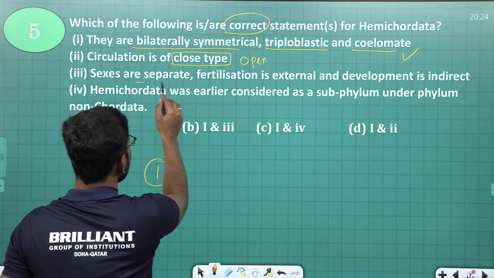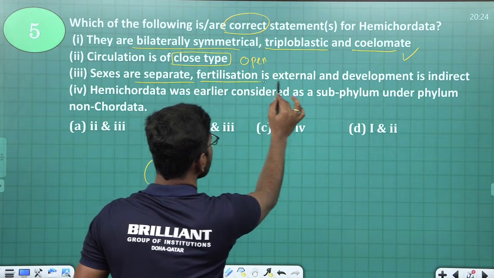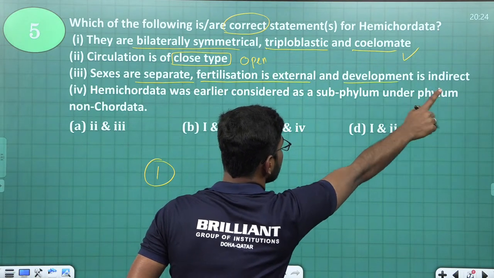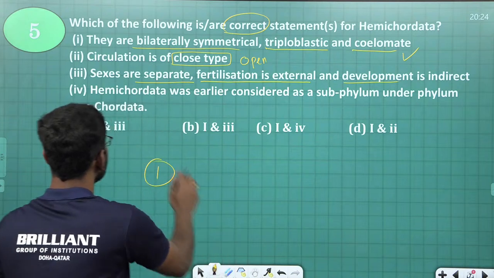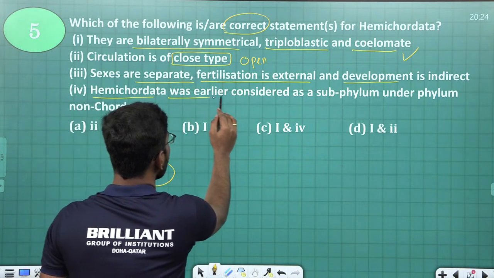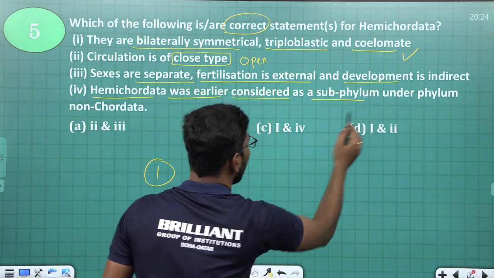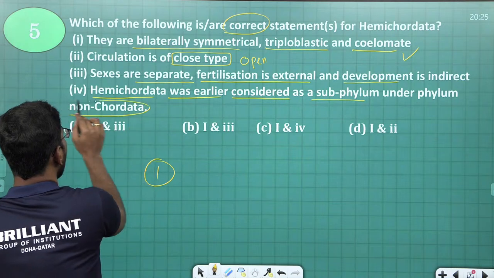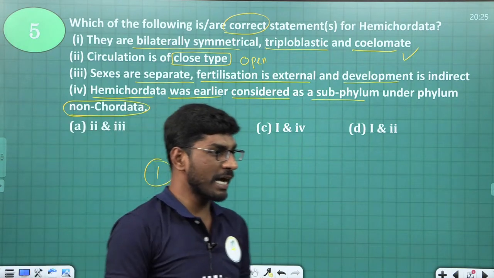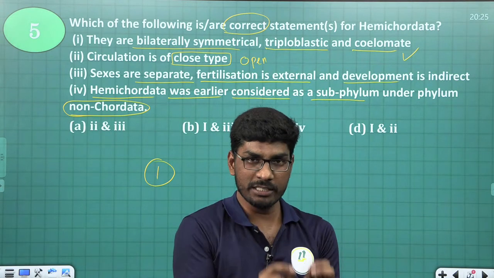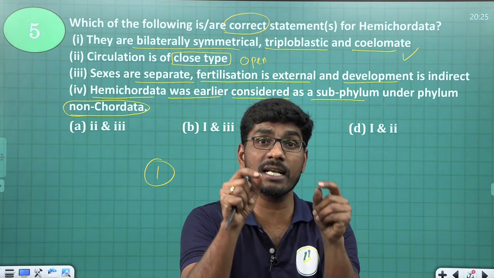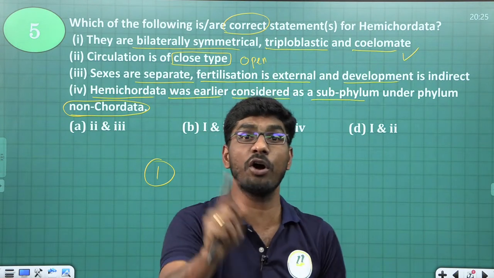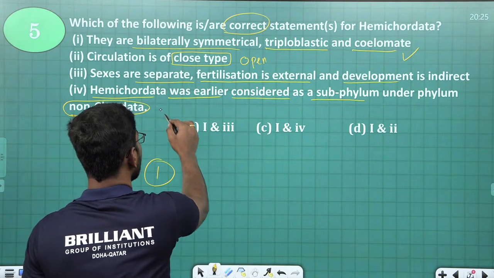Next, sexes are separate. Yes, fertilization external, correct. Development is indirect development, correct, beta. Tornaria larva is there, we don't need to worry about that one. Hemichordata was earlier considered as a subphylum under the phylum of non-chordata. NCERT, if it is there, open and see. It is given that earlier it is considered as a subphylum of chordata, not non-chordata. So this is also a wrong statement.